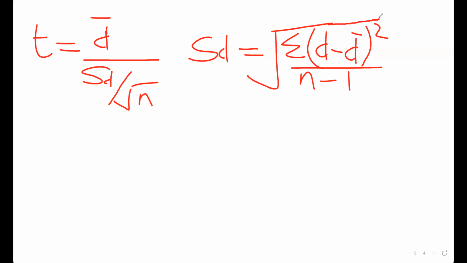So what does D mean? D means difference in the before and after. So D means difference. You have to remember that, the difference. Now let me take you to the data set and watch something.